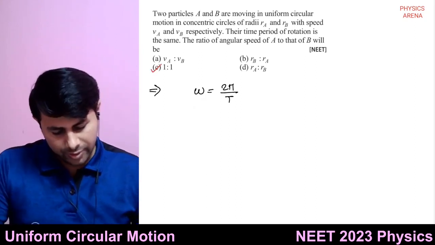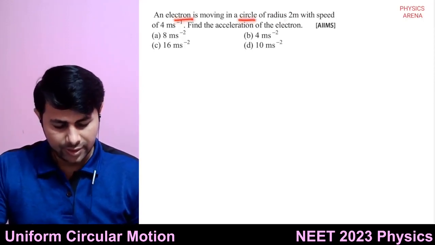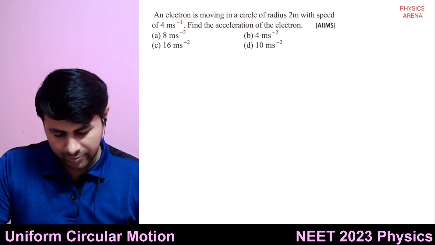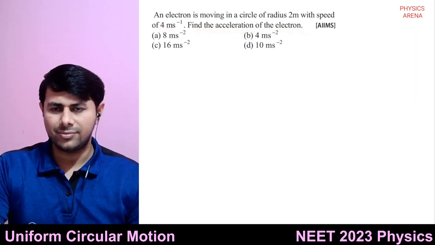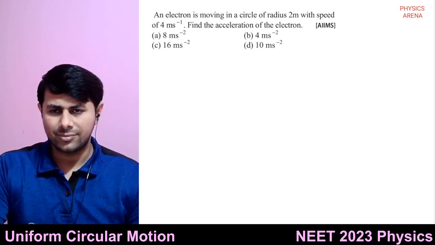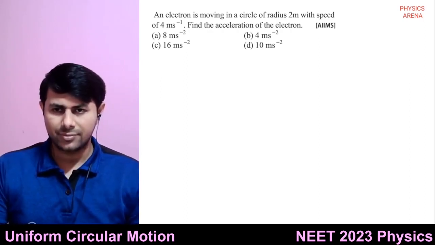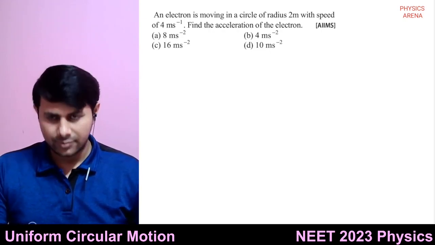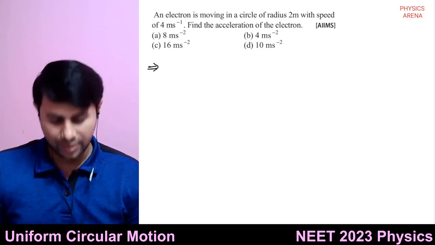Next question. An electron is moving in a circle of radius 2 meters with speed of 4 meters per second. Find the acceleration of the electron. What will be the acceleration? V square by R. It is centripetal acceleration only, right?